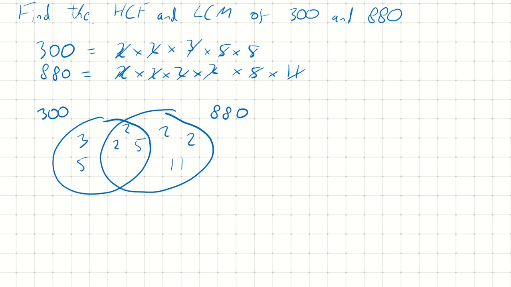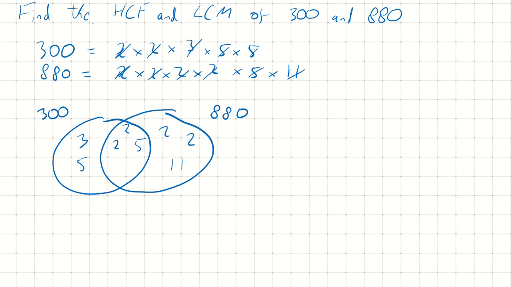Now, if we've done this right, let's look. The 300 section should have 2 times 2 times 3 times 5 times 5, correct. The 880 section should have 2 times 2 times 2 times 2 times 5 times 11, correct, which is the same prime factorization we have.